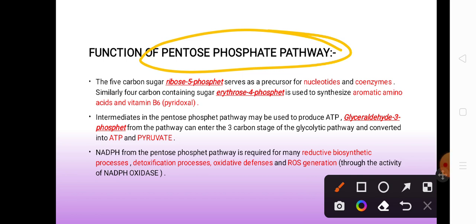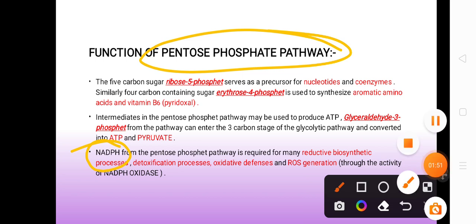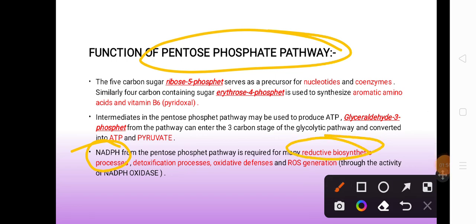So now the most important thing that the pentose phosphate pathway produces is NADPH. We have discussed that in the oxidative phase, 2 molecules of NADPH are produced, right? And these 2 moles of NADPH are very important for many reductive biosynthetic processes, detoxification processes, oxidative defenses, and reactive oxygen species generation through the activity of NADPH oxidase.